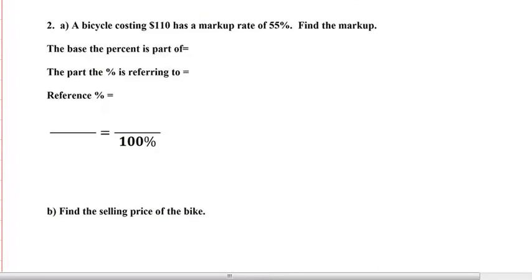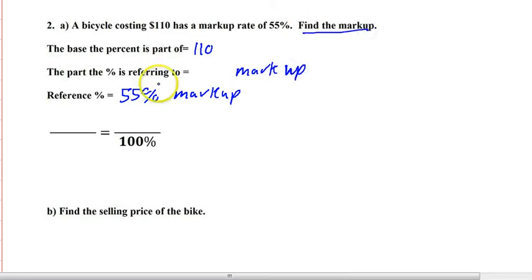Another word for it. This is called markup problems, and markups are also a percent increase. A bicycle costing $110 has a markup rate of 55%. Find the markup. Okay. So again, we are marking up this base, the base of $110. So it has to go there. We have a 55% markup, which means our part has to also be the markup. And that's what we're asking to find, the markup. So we put an X there. So we have 55%, an X, because these go together, and then 110.